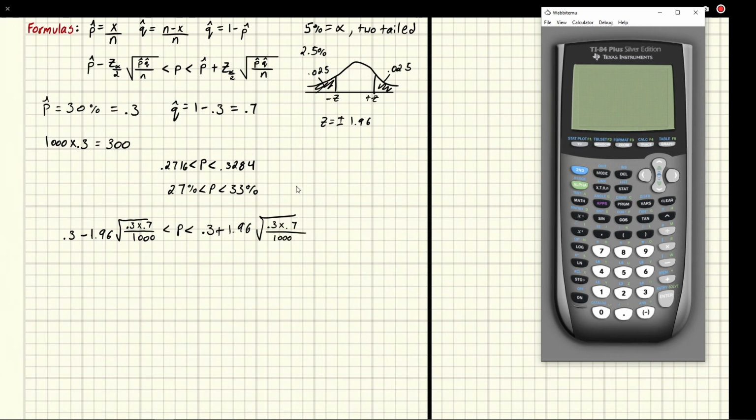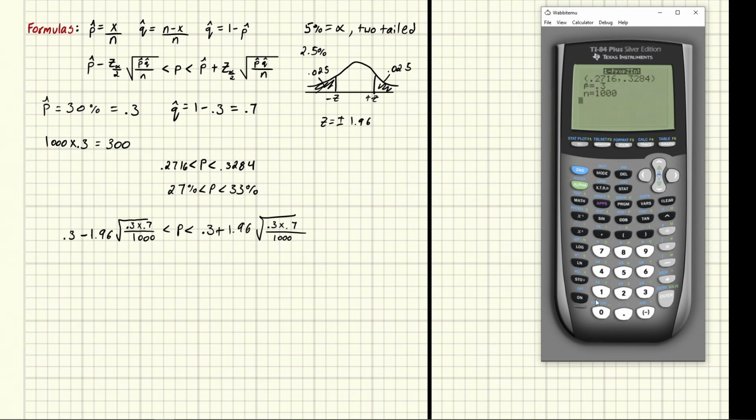All right, so let's plug this into the calculator. So we're going to turn it on. We're going to clear it, 0.3, and then minus 1.96. And then we have a square root, so that's here in blue. So we hit the blue key, square root. And then we want a fraction. Fraction's in the green F1 menu, so we hit the green key and then F1. We choose the first option. That's going to be 0.3 times 0.7 over 1,000. That's going to give us 0.27. And look at that, 27.